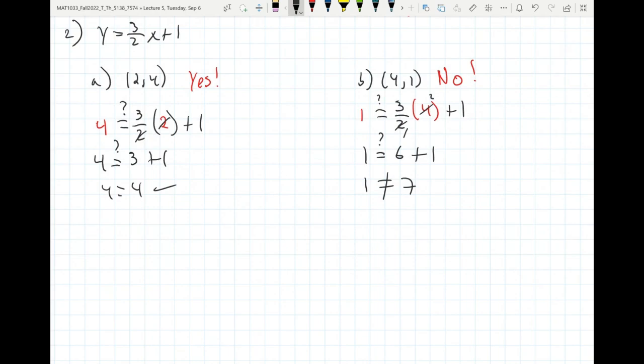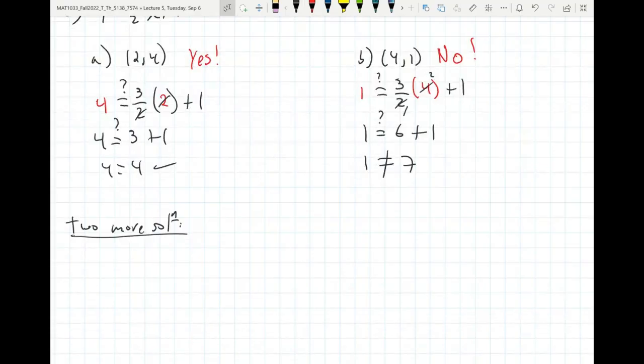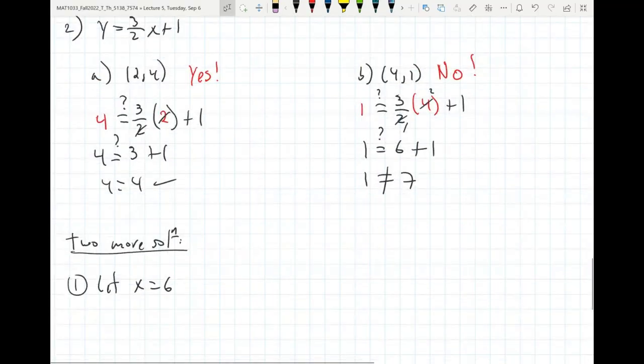Let's see, what should we pick for x? So 2 more solutions. So what do you want to pick? 6. Okay. So the first one, we can let x be equal to 6. So then in this case, let me put the equation here.